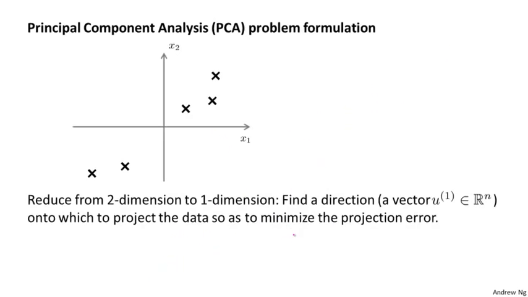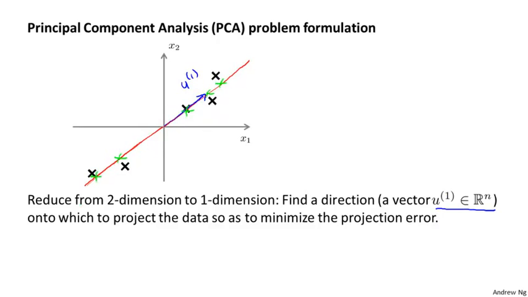Let's write out the PCA problem a little more formally. The goal of PCA, if we want to reduce data from two-dimensional to one-dimensional, is we're going to try to find a vector u1, which is going to be in Rn, so that would be R2 in this case. I'm going to find the direction onto which to project the data so as to minimize the projection error. So in this example, I'm hoping that PCA will find this vector, which I'm going to call U1, so that when I project the data onto the line that I define by extending out this vector, I end up with pretty small reconstruction errors. I end up with data that looks like this.